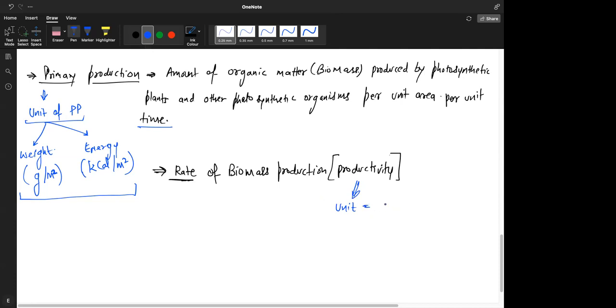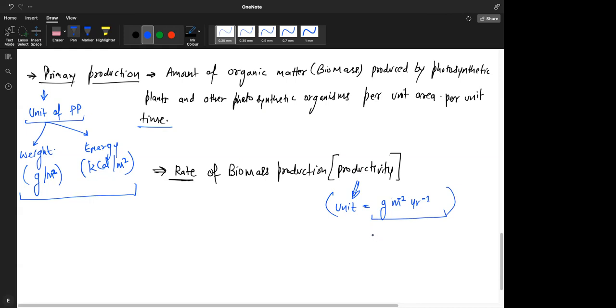Again, either it could be gram or kilogram per meter square. Can I write -2 here? You know what it means, right? It is per meter square, inverse. Gram per meter square per year or per month or per week, whatever you want to define as. So unit becomes gram per meter square per year. Mass per unit area per unit time. This is the unit of productivity.